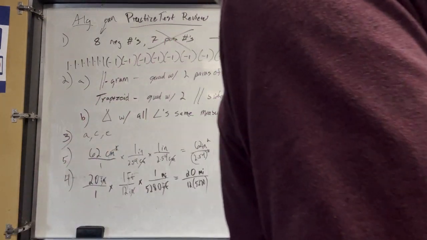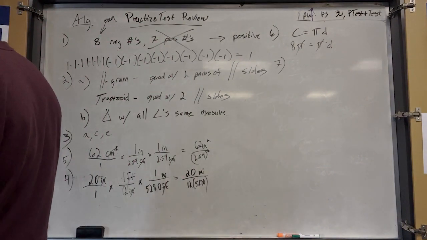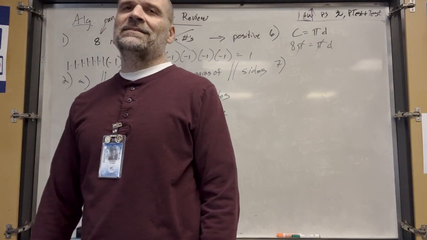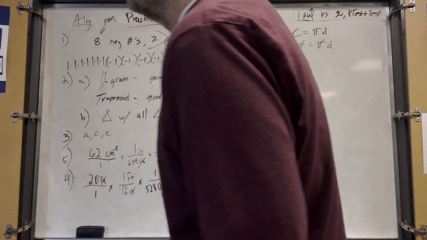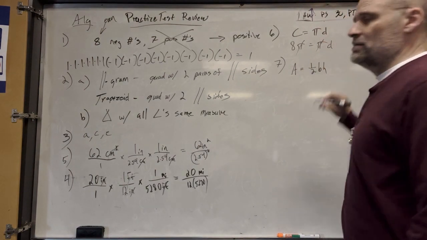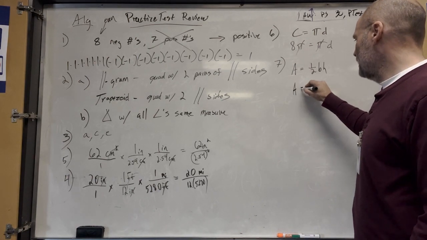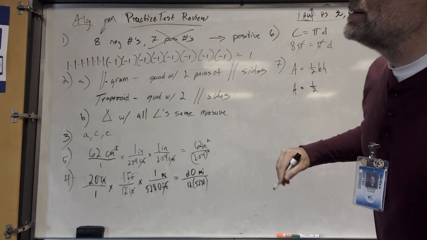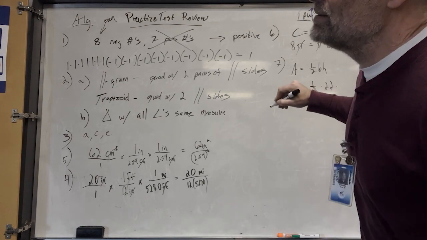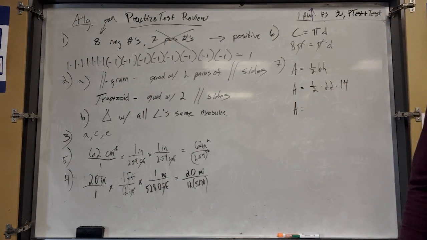Okay, number seven. The length of the base of a scalene triangle is 22 meters. The height is 14. I don't care that it's a scalene triangle, right? So all I need to know is how to find the area of a triangle. 1/2 base times height. What's the base? 22. What's the height? 14. Boom. So just multiply straight across.